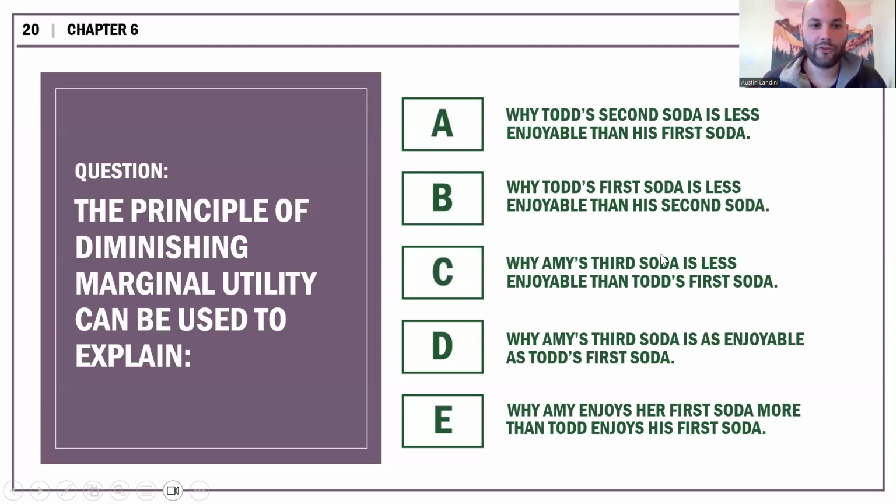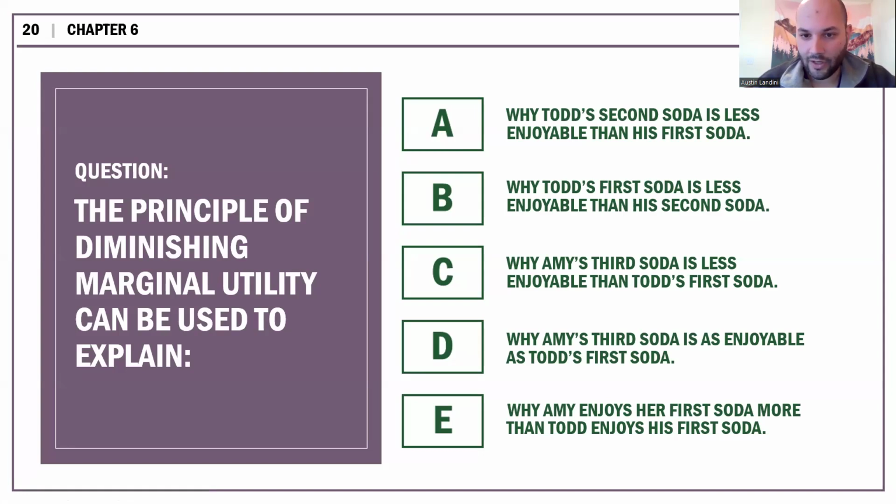All right, so the principle of diminishing marginal utility can be used to explain what? Why Todd's second soda is less enjoyable than his first soda. Yes, that's a possible answer, right? If marginal utility is diminishing, then each additional soda Todd drinks will be less enjoyable than the previous. Why Todd's first soda is less enjoyable than second soda. If the second soda is better, that would be increasing marginal utility.